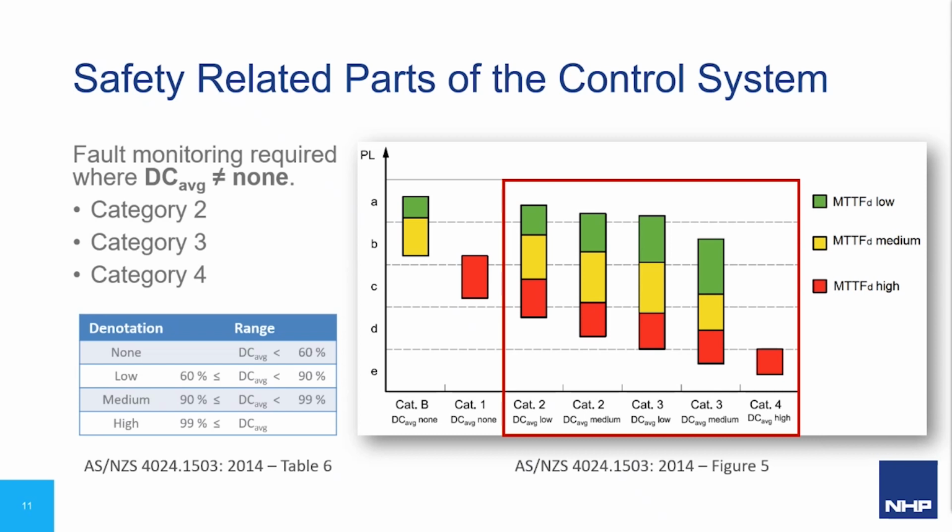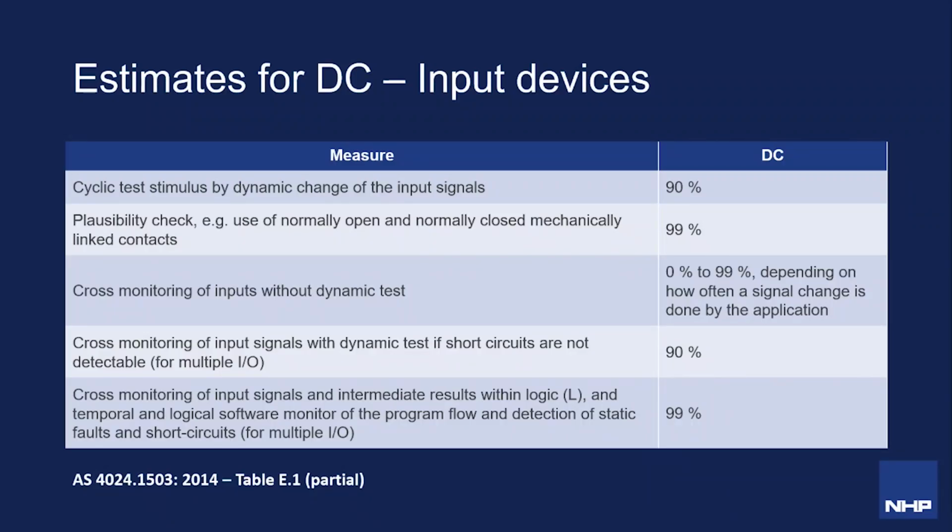What kind of measures do we put in place to detect these faults? Remember, some of these faults we just simply can't exclude, so we need to detect them if they occur. How reliable are these measures and how do they translate into our diagnostic coverage? Once again, the standards give us some guidance. These tables are partially extracted from AS 4024 Part 1503 Annex E, which is used as an informative estimate for DC and provides some examples of what level of DC to expect from certain fault monitoring practices.